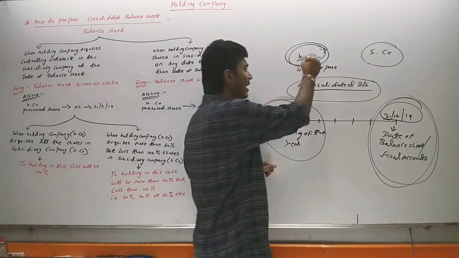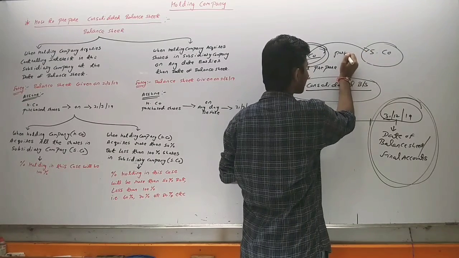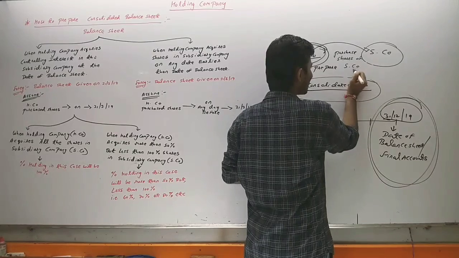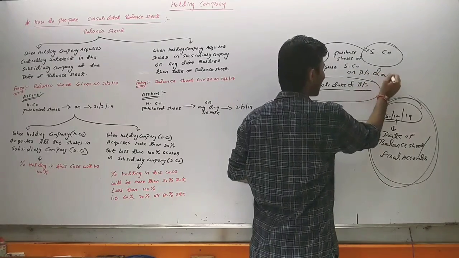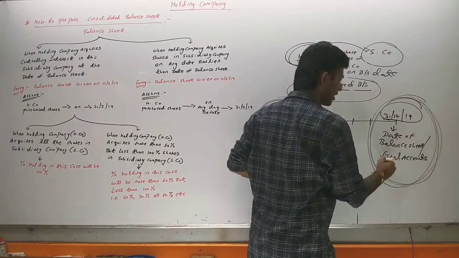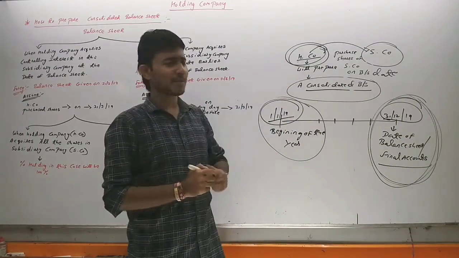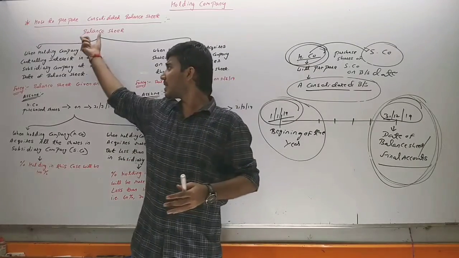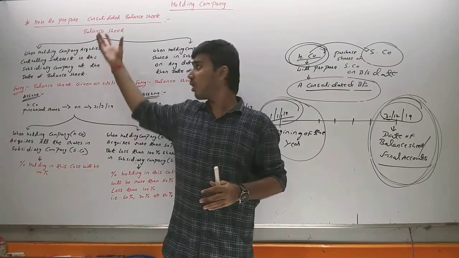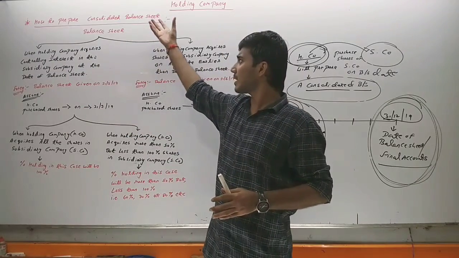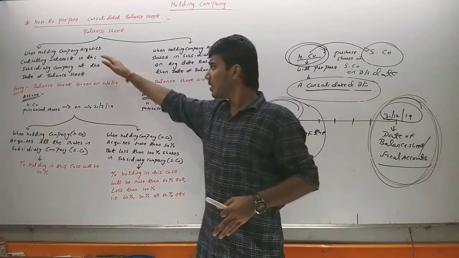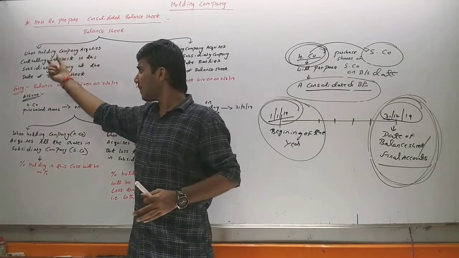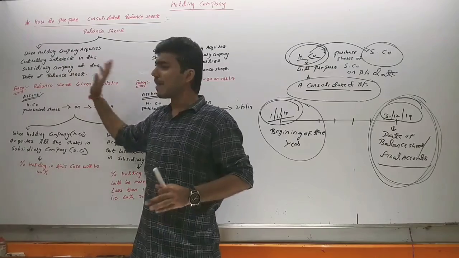So our first case is that the holding company will purchase shares of S company on balance sheet date. Balance sheet date means the last date. So this is our first case. If the holding company purchases the shares of the subsidiary company on the balance sheet date, then how can we prepare the consolidated balance sheet? Because our main heading is how to prepare consolidated balance sheet. So if the holding company acquires the controlling interest, or we can say purchases the shares of the subsidiary company at the balance sheet date.